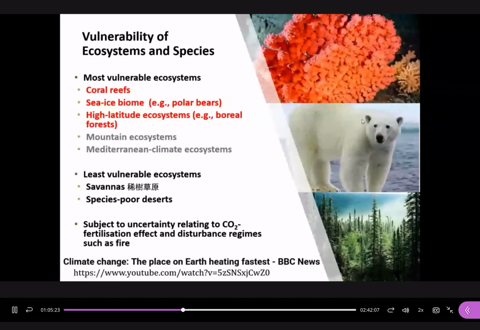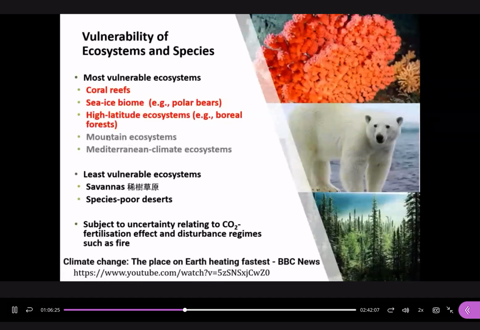Here it summarizes some vulnerable ecosystems when facing climate change. The first one is the coral reefs, because they are sensitive to the sea temperature. The second one is the sea ice biome, for example the polar bears. We can see many videos introducing this part, because of the sea ice loss in the summer, showing starving polar bears in the Arctic regions. And the high latitude ecosystems, here the boreal forest, and the mountain ecosystems, the Mediterranean climate ecosystems.